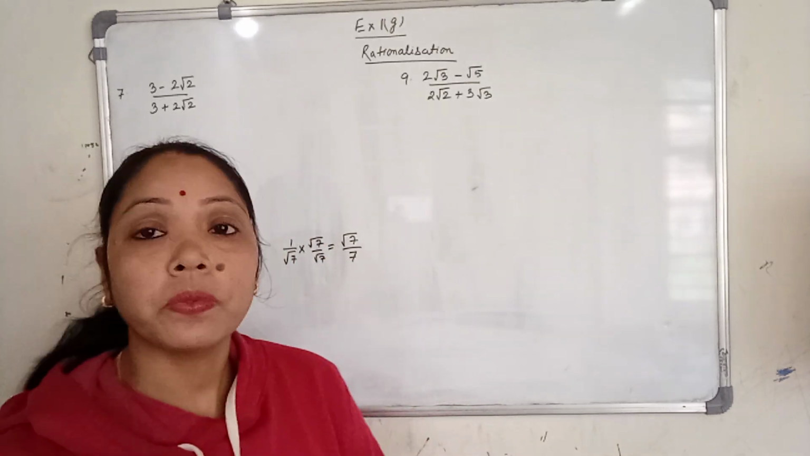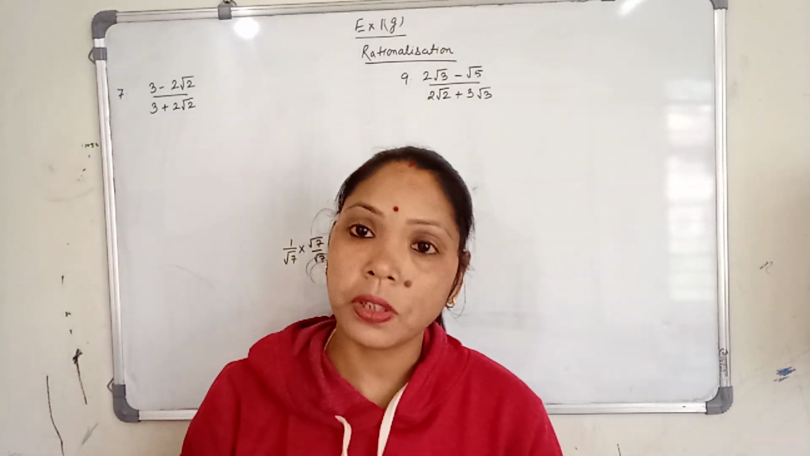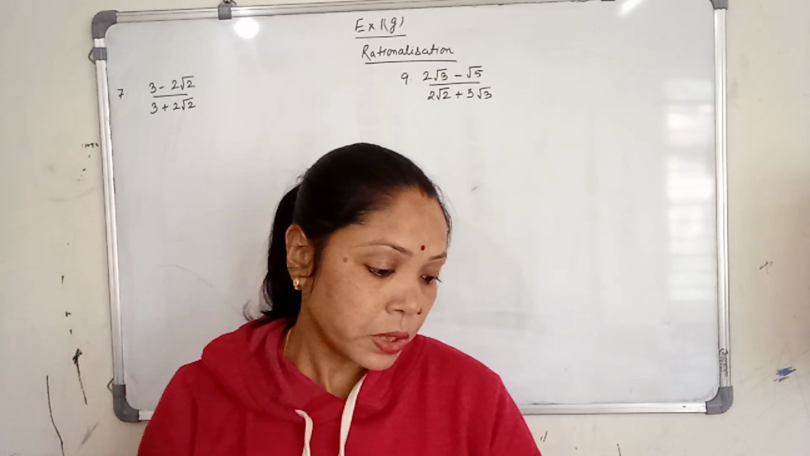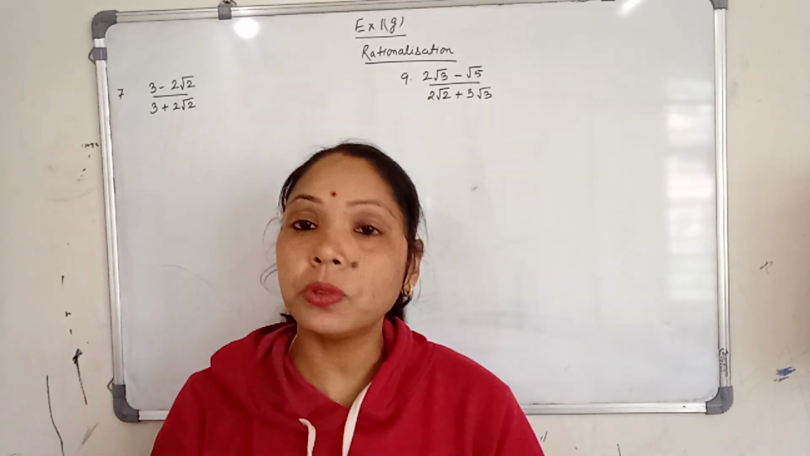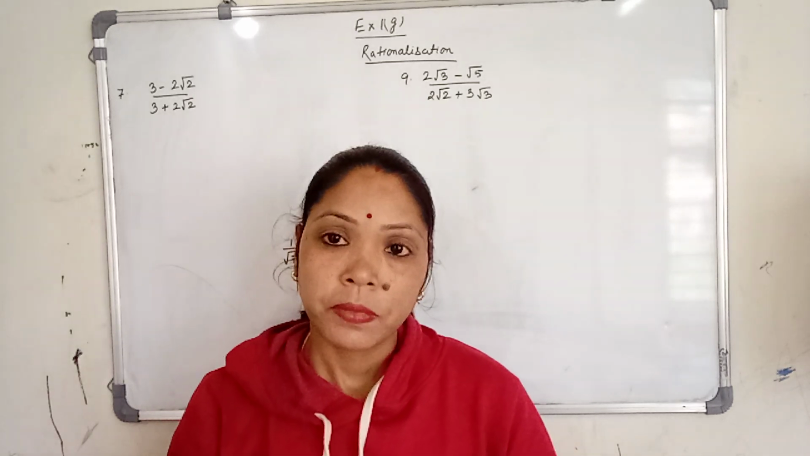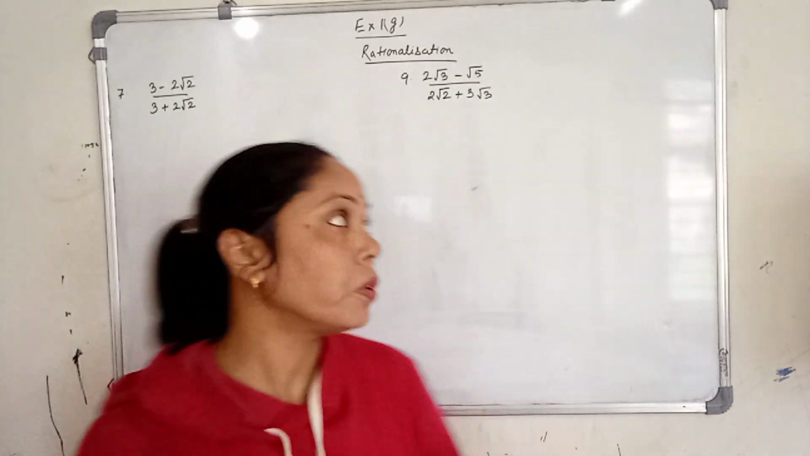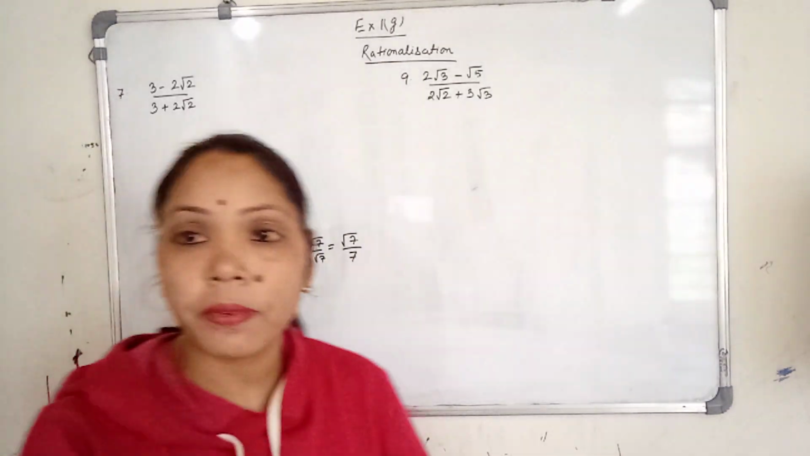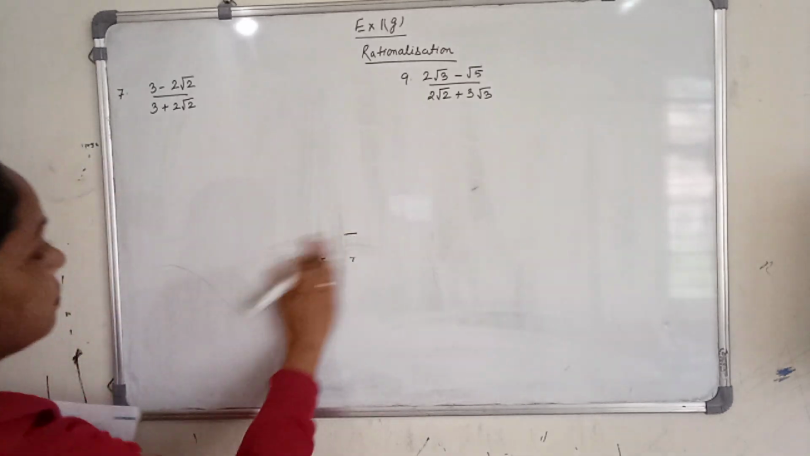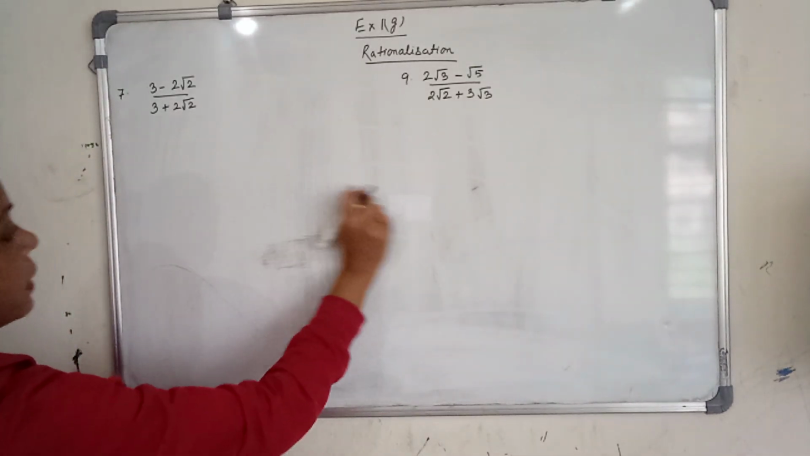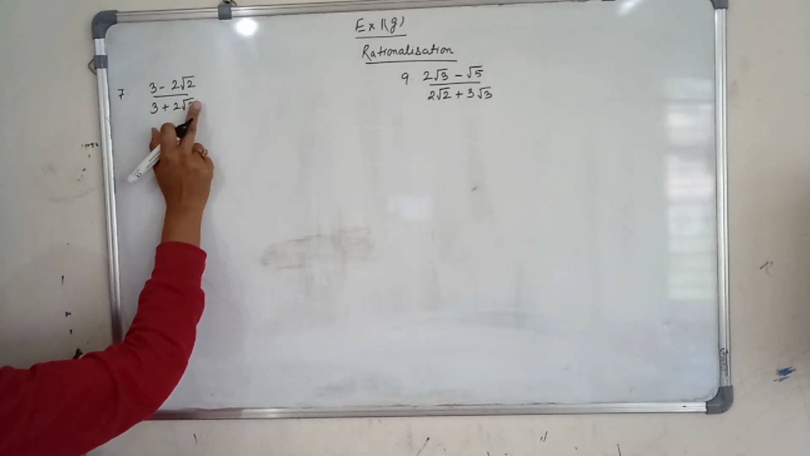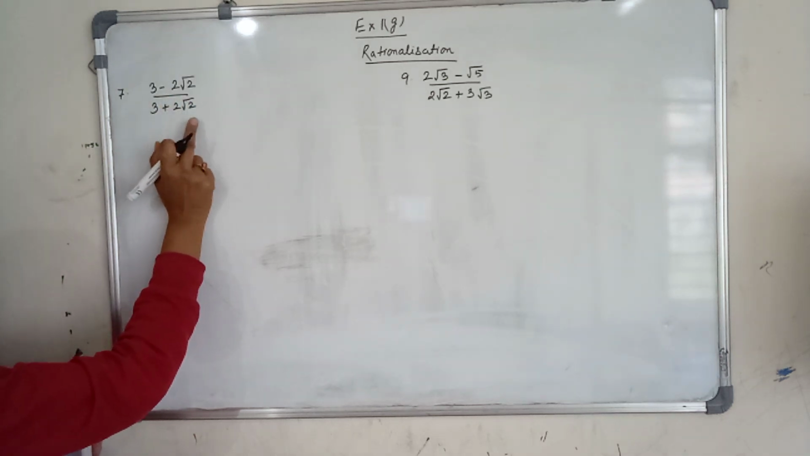So exercise 1G is all about rationalization. In questions number 1 to 9, we are going to use the same method. In this video, I am going to show you two questions, question number 7 and question number 9. So question number 7, this is your question: 3 minus 2 root 2 over 3 plus 2 root 2.